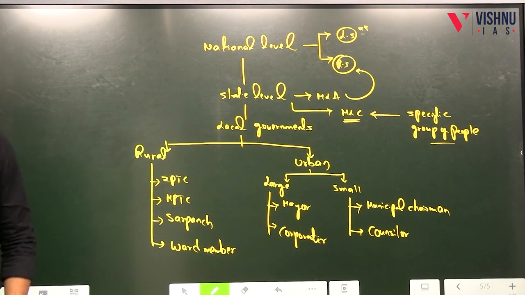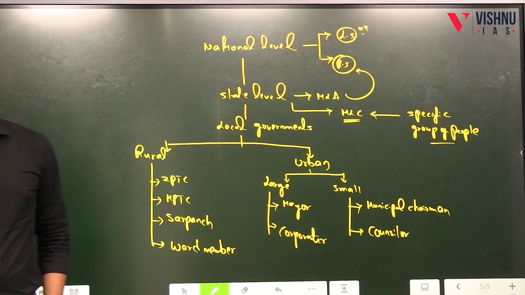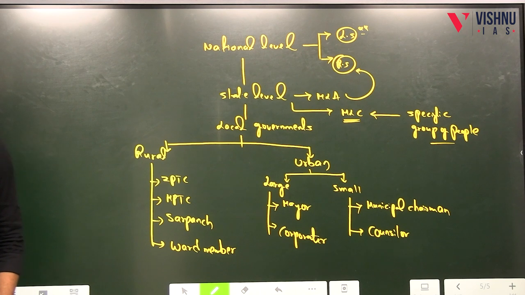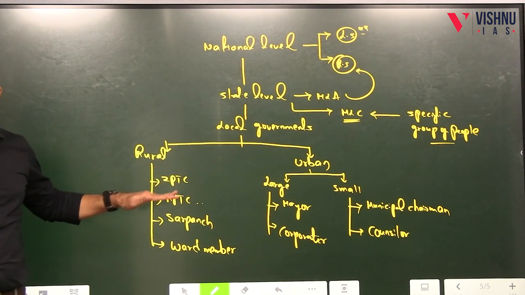Which article? 243B. Otherwise, how many levels? Village level, intermediate level and district level. Three levels. So, there are no four levels. Only three levels are present in the local governments according to Article 243B. Before this article, different states used to have different levels. To bring uniformity, we brought the 73rd Amendment and the 74th Amendment. 73rd Panchayati Raj, 74th Municipality. Unless it is a very small state, normally each and every state will contain three levels: village level, intermediate level, district level.